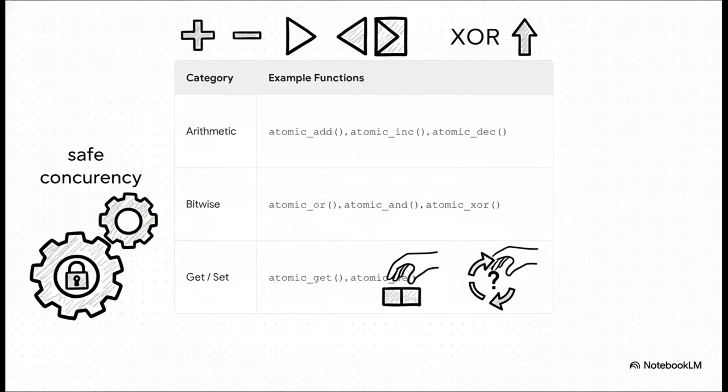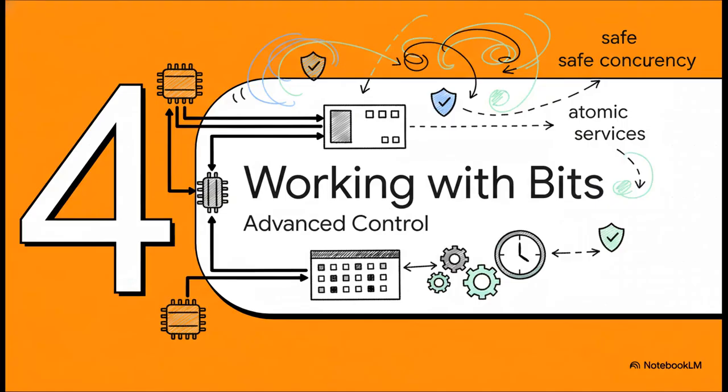And of course, you've got the basic get and set operations for reading and writing values safely, including the super useful compare and set function. Okay, let's dig into that bitwise category for a second. Because in embedded development, we are constantly fiddling with individual bits, right? We're managing hardware registers or complex state machines. And Zephyr's atomic services give us this incredibly precise control to do all of that safely.